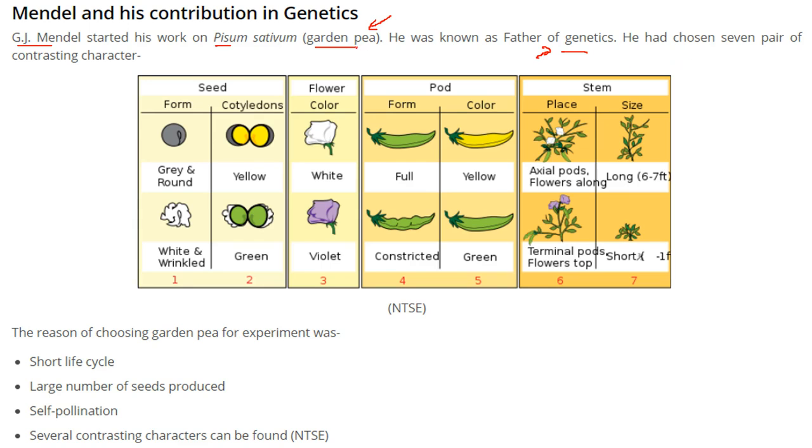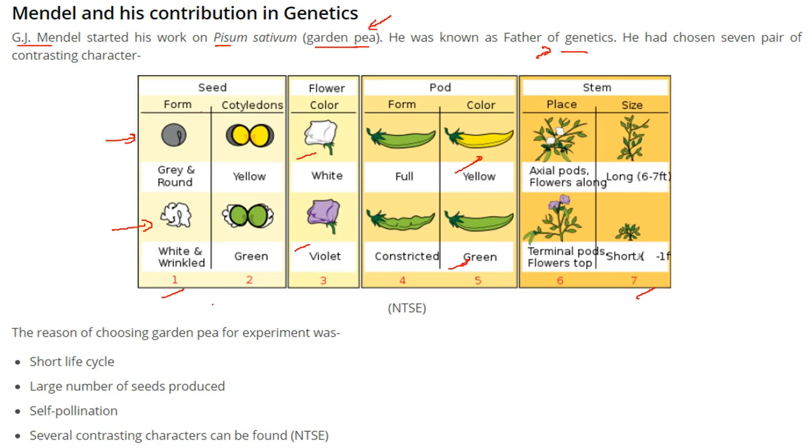He chose pea and 7 pairs of contrasting characters. See, this is a pea. This is a gray and round pea. This is a white and wrinkled pea. There are 2 types of flower, violet and white. This is a yellow pea, green pea. So he took 7 different pairs of contrasting characters, and then he reached certain laws, certain conclusions which are valid today, and he is the father of genetics.